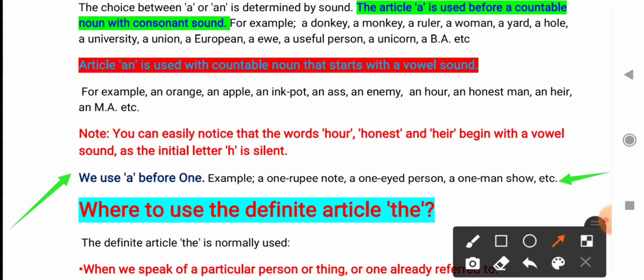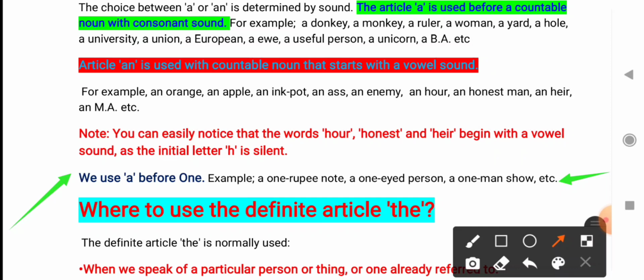We use a before one, O-N-E. Examples: a one rupee note, a one-eyed person, a one-man show, a one-legged man, etc. So I think it is clear.